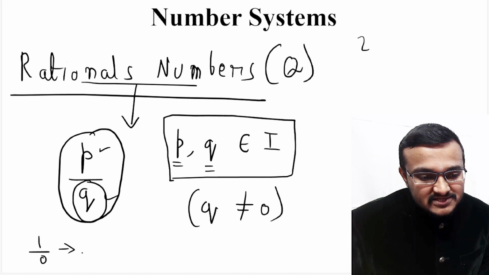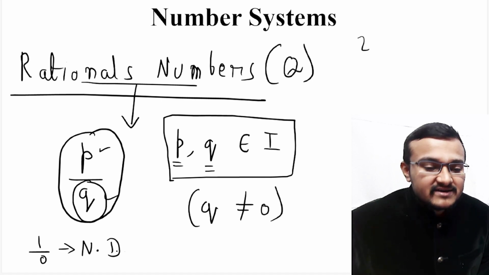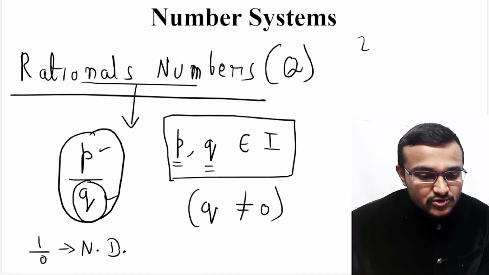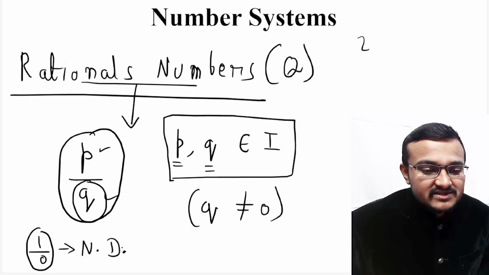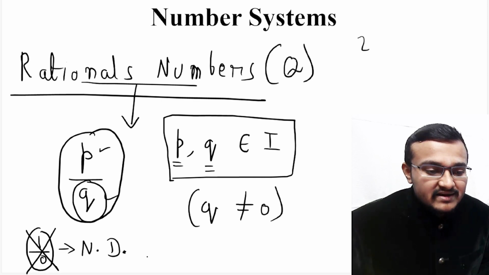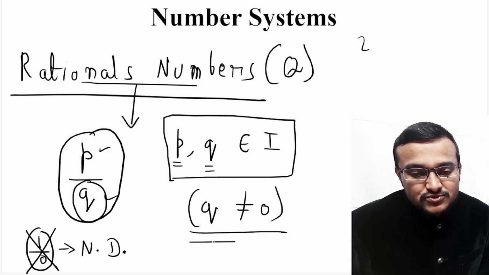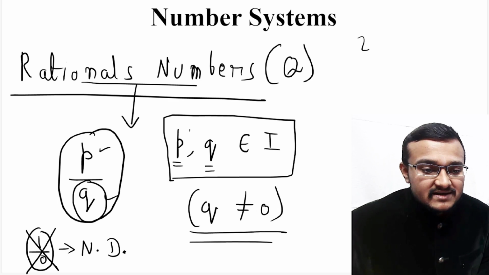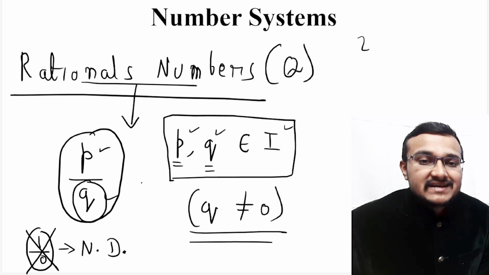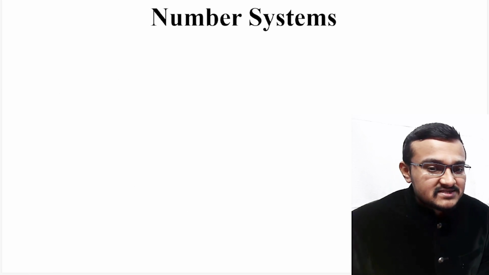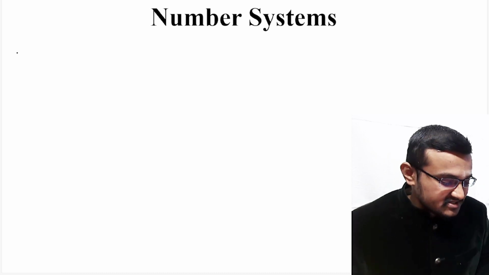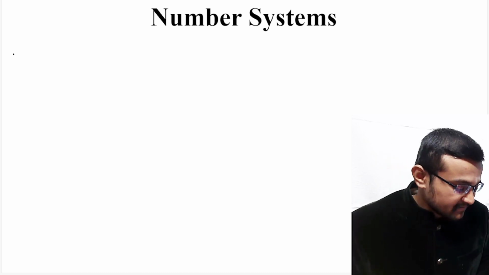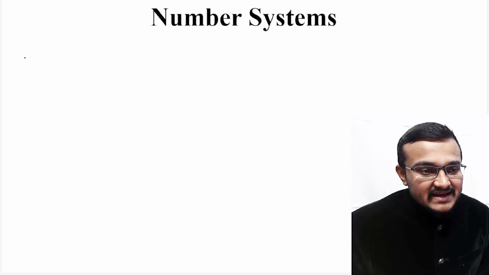For example, 1 divided by 0 is not defined, because we don't know what the answer will be if we divide 1 by 0. So this cannot be a rational number. Always remember, q should not be 0, that is, 0 should not be in the denominator, and both p and q should belong to the integer set. So this is about rational numbers. Before going into irrational numbers, we will explore more about rational numbers. Here you have one example in this chapter.